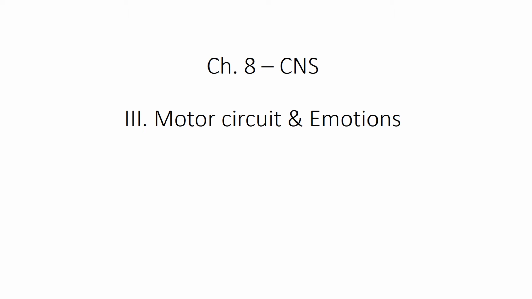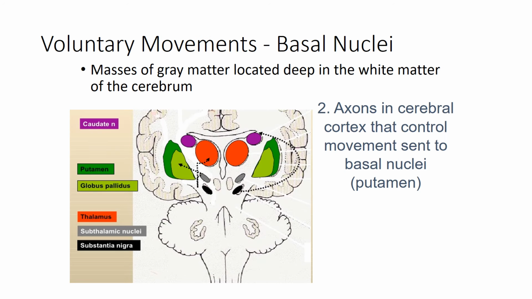Let us continue on with the central nervous system and look at the motor circuits and emotion. So we'll begin by looking at the voluntary movements that are done and regulated by the basal nuclei. The basal nuclei are masses of gray matter that are located deep in the white matter of the cerebrum, and those are these colored structures that we see here. The most prominent of these basal nuclei include the corpus striatum. The corpus striatum is made up of the caudate nucleus, the putamen, and the globus pallidus.